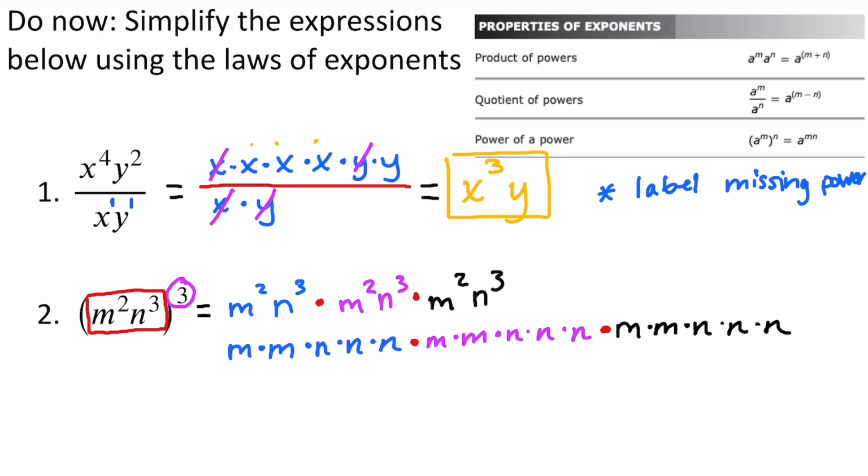So we have m repeating, and we have to count how many times it repeats. We've got it 1, 2, 3, 4, 5, 6. So m to the 6th. And n is also repeating 1, 2, 3, 4, 5, 6, 7, 8, 9 times. So n to the 9th. So our final answer there is m to the 6th, n to the 9th.